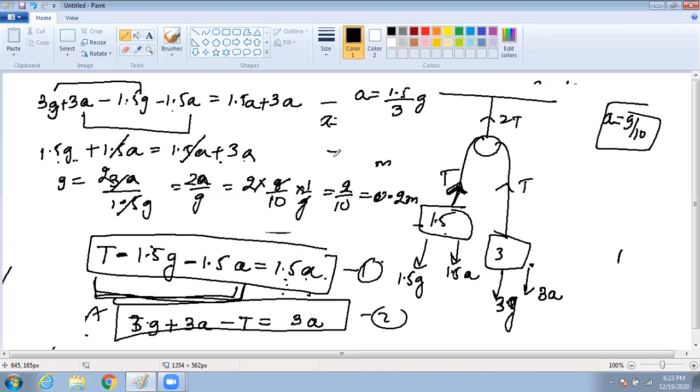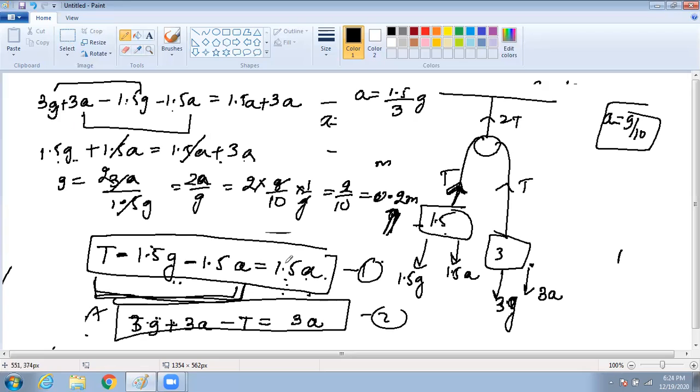Sir, in the second equation, we can cancel 3 and also... One minute, let me just recheck. Yes, sir, I think you made some mistake. Sir, it will be T minus 1.5G minus 1.5A equal to 0 only, no, sir. How, sir? Again, 1.5A came. Which one? In the first equation, it should be equal to 0 only, no, sir. Why? This is moving up, sir, no? Yes, sir. This is moving up, this is moving down. Okay, sir.